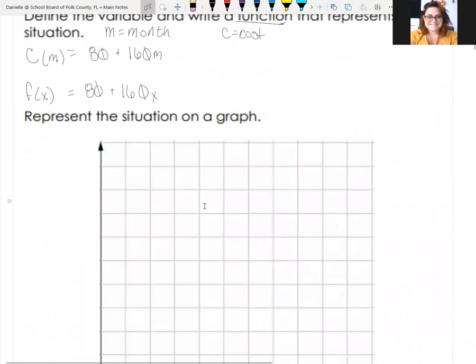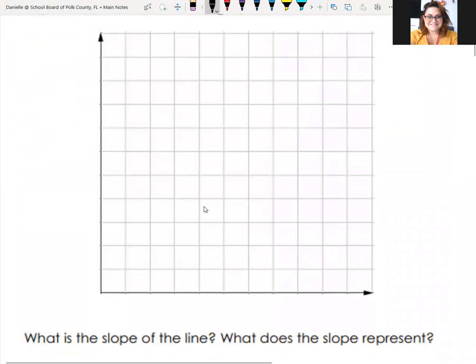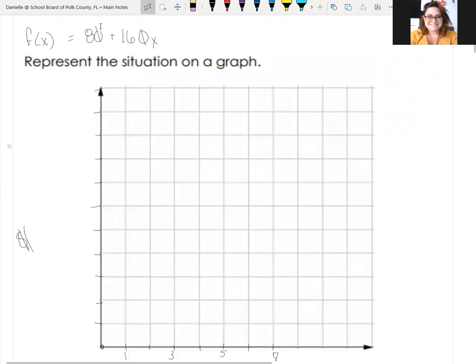Now we need to graph. Down here, I'm going to say this is month. Over here, this is going to be money. Obviously, 0, count by 1. So 1, 2, 3, 4, 5, 6, 7. And we'll go up by 40s. There's 1, 2, 3, 4, 5, 6, 7, 8, 9, 10, 11. We can go up by 40s.